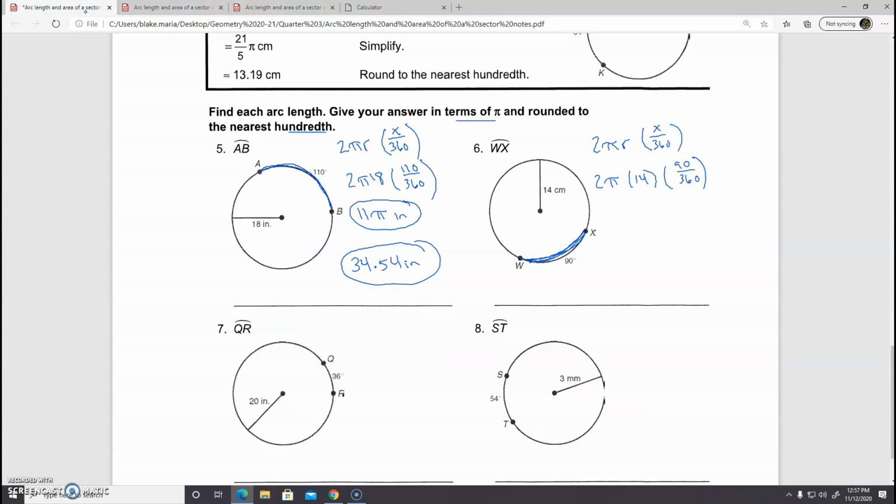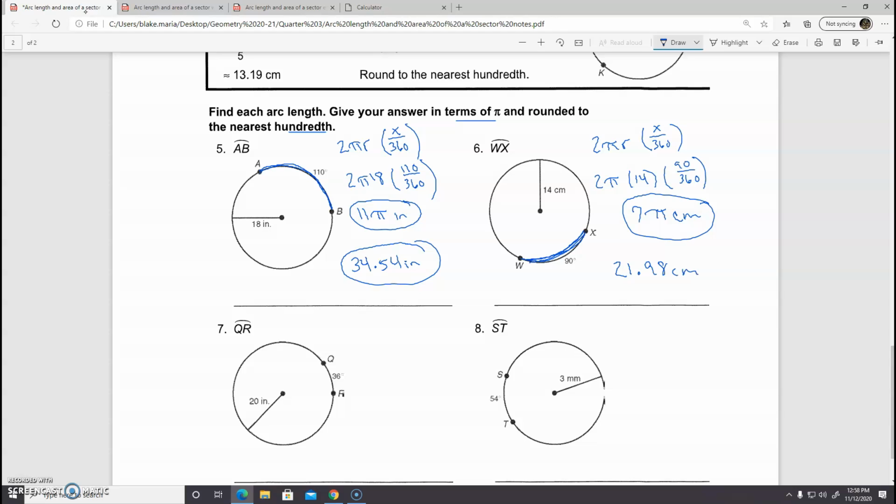So we have 7 pi centimeters. Again, that's exact. That's leave in terms of pi. Then they wanted rounded to the nearest hundredth, so you're going to type in your calculator 7 times 3.14, and you're going to get 21.98 centimeters. So there's exact, leave in terms of pi, and rounded to the nearest hundredth. We'll do one more and then I feel like we'll be good.